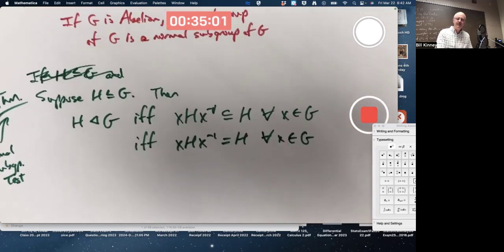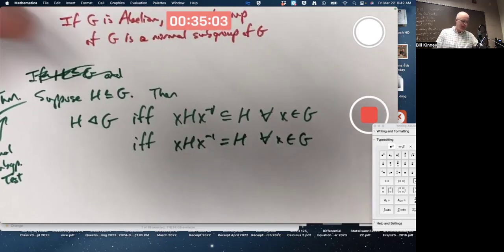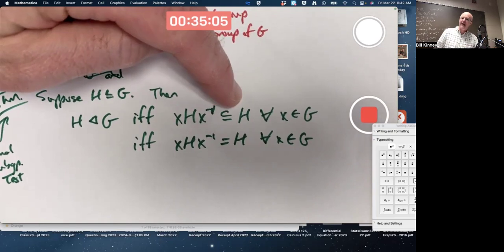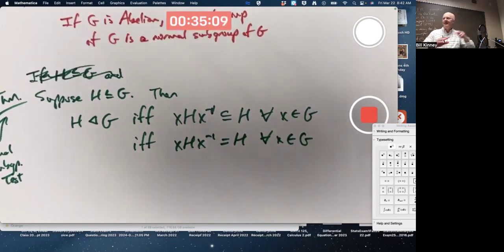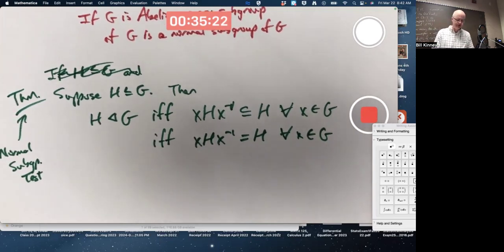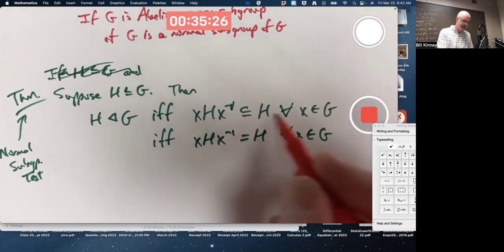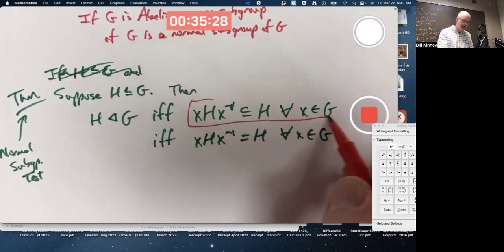Kind of amazingly, this thing is a subset of that thing if and only if it equals that thing. That hardly ever happens in set theory, right? Unless you have some other reason for it to happen. Well, this is one example where there's another reason for it to happen. But as far as proving that H is a normal subgroup of G, you only need to prove this set inclusion. That's good enough.